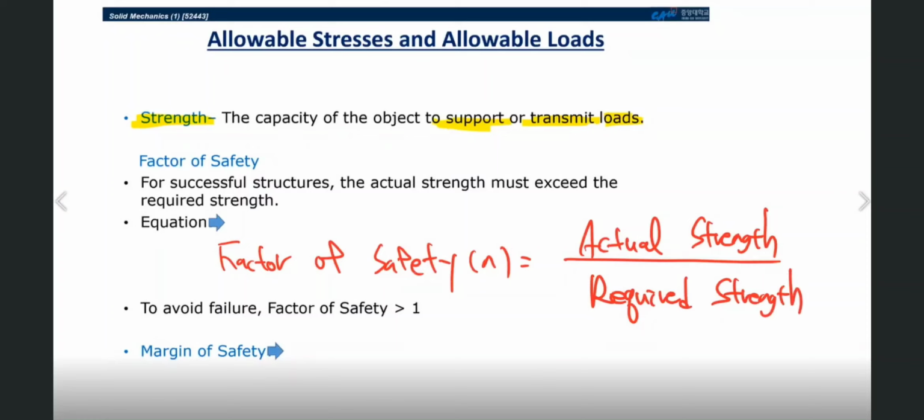So, using this basic definition, we can build durable and robust mechanical structures, and to avoid the failure of the total system, the factor of safety should be higher than 1. To avoid failure, the factor of safety should be larger than 1, right? So the margin of safety can be identified. Margin of safety is n minus 1. That is the margin of safety, and this should be larger than 0. Okay.